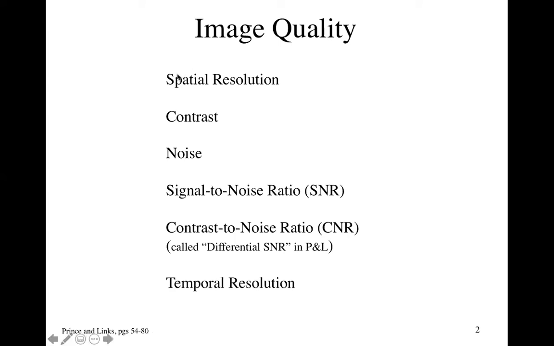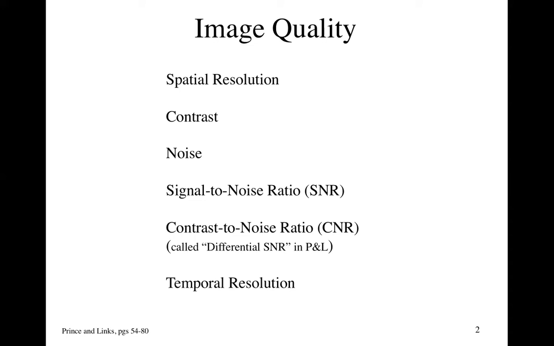So here's a list of essentially the big concepts in image quality, and we can just go down the list one by one. Spatial resolution is just, is the image blurry or is it sharp? You know, can you depict edges with great precision and points with great precision? Contrast is essentially how much signal difference is there between your target, for instance, a metastatic lesion in the liver versus its background, which is the normal liver.